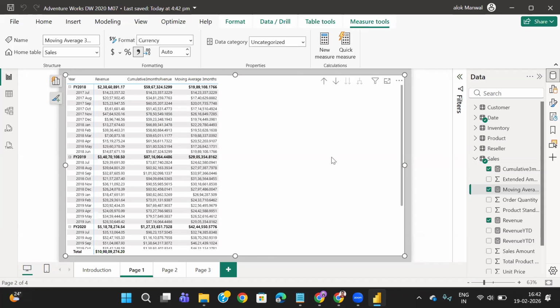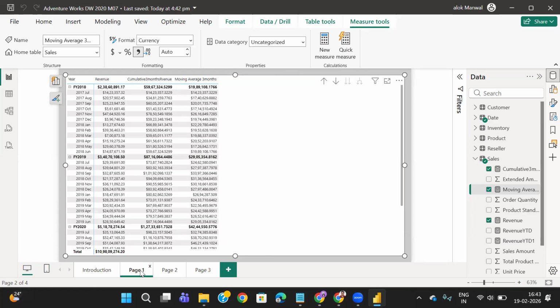You got it now? So that is how our moving average works. So we have understood three concepts now: running total, cumulative revenue, and the third is moving average. These three are quite important topics when it comes to sales data.